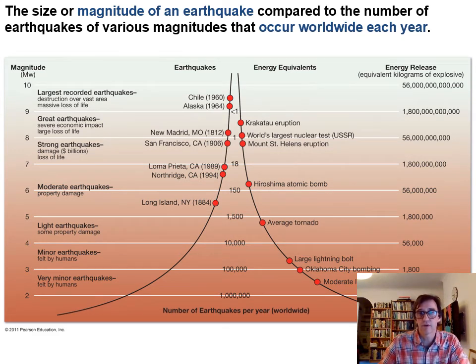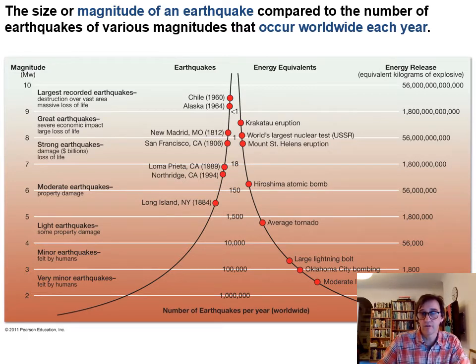Some notable large earthquakes from history: the Chile earthquake in 1960, the largest one ever; the Anchorage earthquake from Alaska, 9.1, the largest earthquake in North American history, 1964. And the New Madrid earthquake, a large earthquake in 1812, quoted here at just over 8 magnitude. The great earthquake of San Francisco, around about 7.8, of 1906.